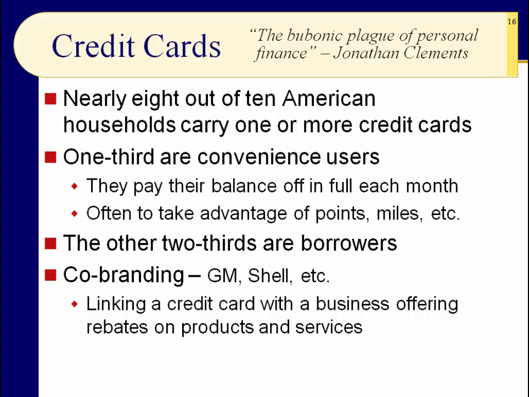Jonathan Clements, who writes for the Wall Street Journal and other magazines, came up with this name for credit cards: the bubonic plague of personal finance. Have you heard of the bubonic plague of the Dark Ages? Well, it came and wiped out 1/3 of the population, and that's what credit cards do. They destroy your finances. Nearly 8 out of 10 American households carry one or more credit cards. 1/3 are convenience users, which means that they pay their balance off in full each month, and they usually use it to take advantage of points, miles, and other perks. The other 2/3 are borrowers, and a lot of businesses are getting into this great deal because it's very lucrative.